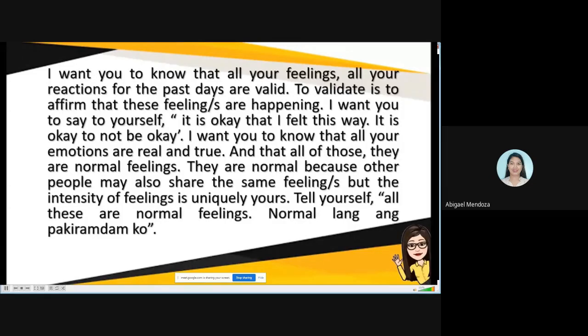And that all of those, they are normal feelings. They are normal because other people may also share the same feelings, but the intensity of feelings is uniquely yours. Tell yourself, all these are normal feelings. Normal lang ang pakiramdam ko.